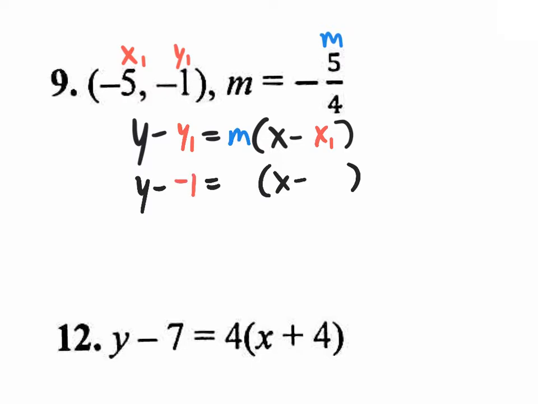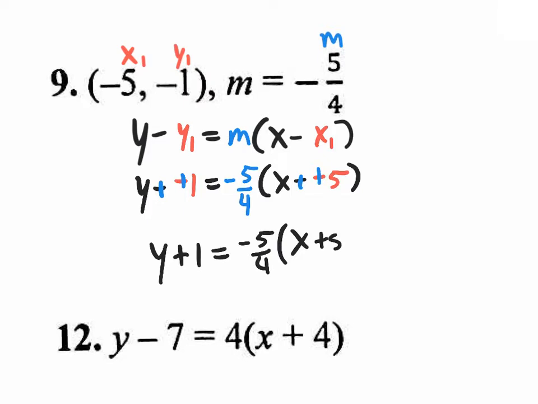y1 is negative 1, m is negative 5/4, x1 is negative 5. Just change the minus minuses to plus plus, and you're done. Your point-slope form equation is y plus 1 equals negative 5/4, parenthesis, x plus 5. And that's all you have to do. Now, if you look at the next section, that's your answer.